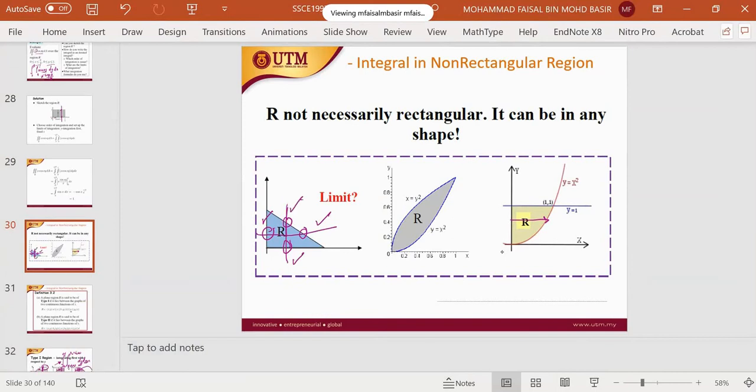Okay, so the bottom limit should be right here, and the right limit should be right here. The left limit should be right here, the right limit should be right here. Okay, for this case, if I put horizontal strip, the leftmost put here, rightmost put here. If I cut like this, the bottom limit should be right here, and this limit should be right here. So now the limit is not constant anymore. Not necessarily constant.